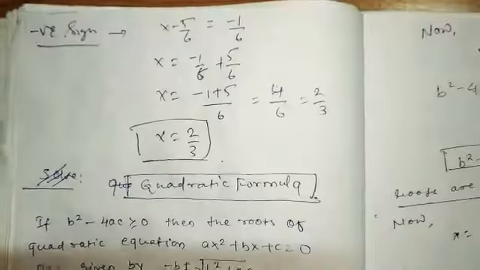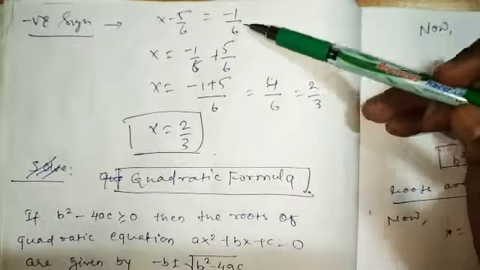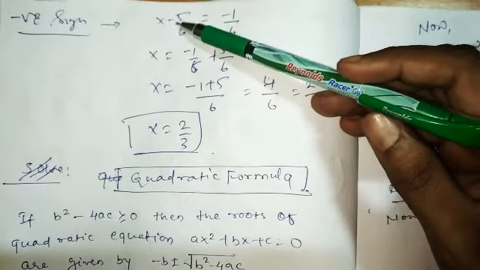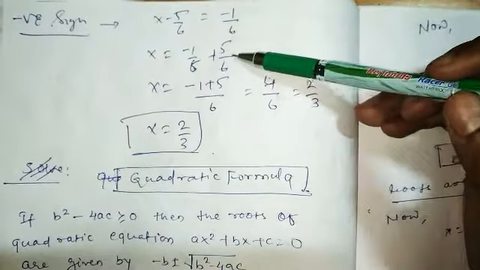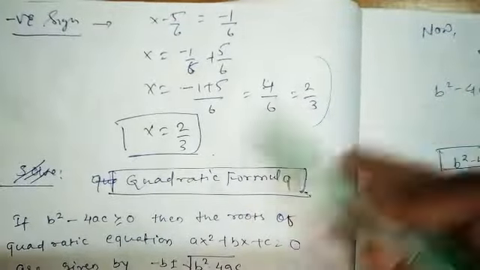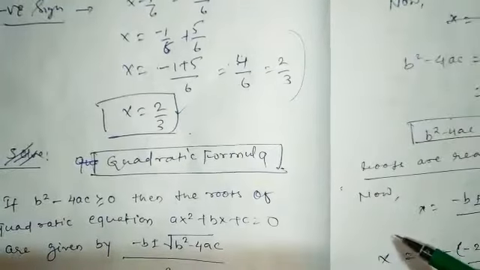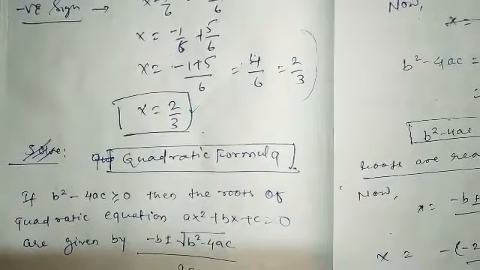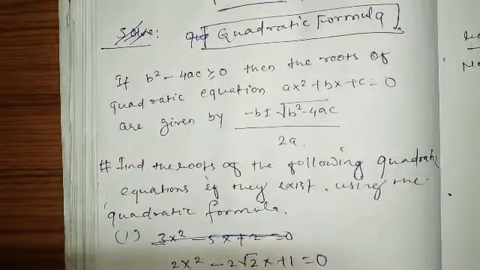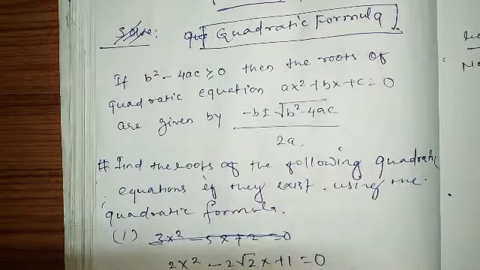Okay, after taking minus symbol, you will get minus 1 upon 6, and this is minus 5 upon 6, it would be positive, that is plus 5 upon 6, and this would be 4 upon 6, that is 2 upon 3. So the another value of x is 2 upon 3. Okay, I think I'm clear now. See the quadratic formula. Okay, the quadratic formula.